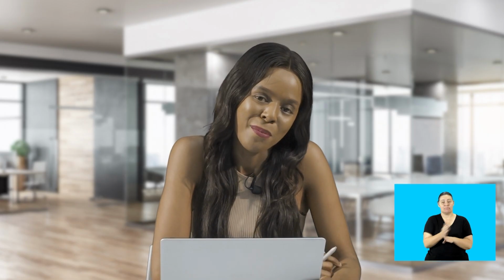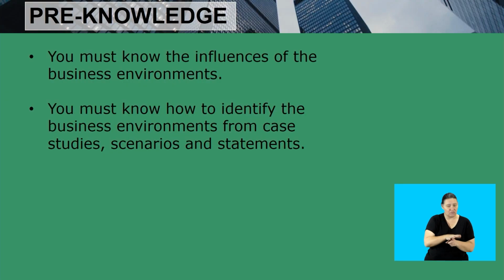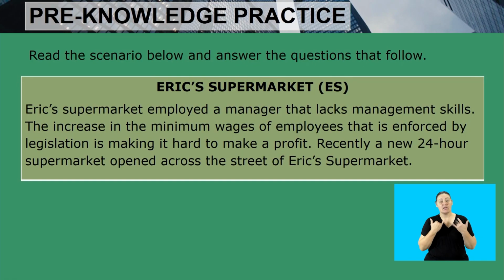Now, let's look at the pre-knowledge. Before we start this lesson, this is the knowledge that you should be knowing by now. You must know the influences of the business environments, and you must know how to identify the business environments from case studies, scenarios, and statements. Now, let's look at the pre-knowledge practice to test whether you know what you should be knowing before we start the lesson. Let's read the scenario below and answer the questions that follow.